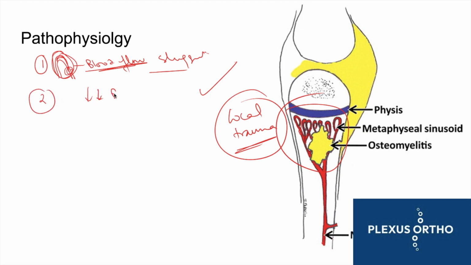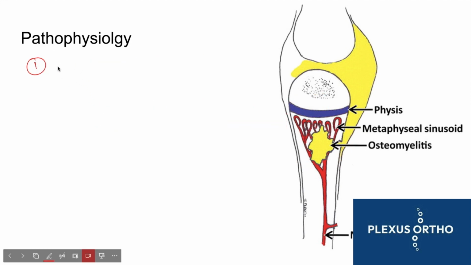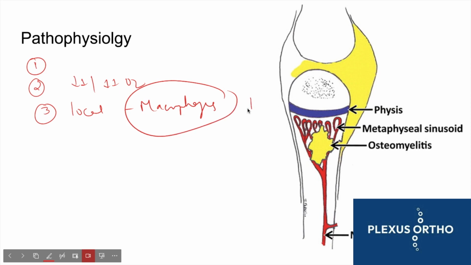There is decreased pH and low oxygen tension in this area, which helps in bacterial growth. So the first factor is decreased or sluggish blood flow in the metaphyseal capillary. Second is low pH and low oxygen tension. And third, the local bone defenses, that means the macrophages and other cells required to defend against bacteria, are lacking, which also predisposes to infection. In the bone, the infection usually spreads through the Haversian and Volkmann's canals, which is easier in the metaphyseal region.